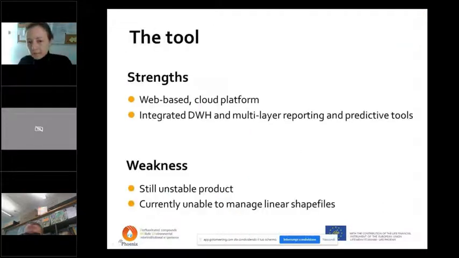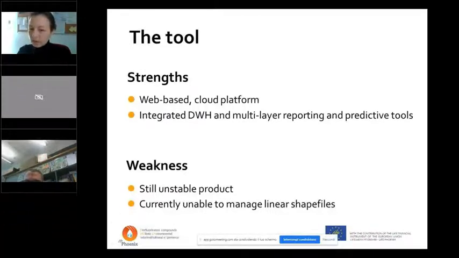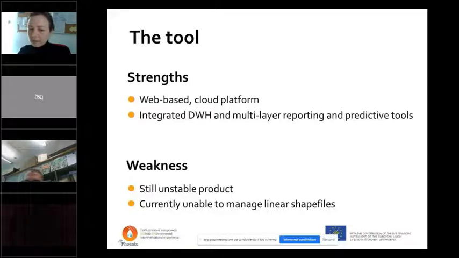So the strengths of our tool are that it is a web-based cloud platform, that it has an integrated data warehouse and multi-layer reporting and predictive tools. The weaknesses that we hope we will be able to solve in the near future are that it is still an unstable product and currently it is unable to manage linear shapefiles.